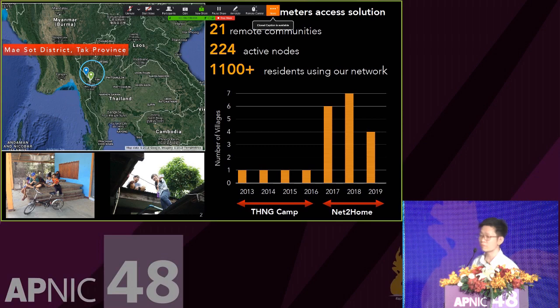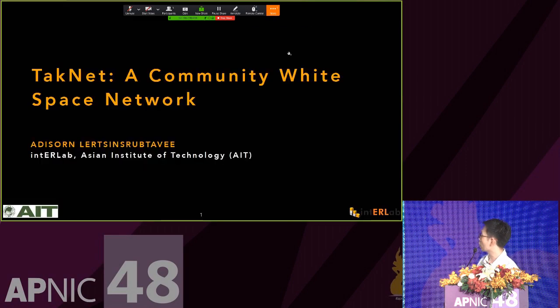We get help from the THNG camps, where we have undergrads and young engineers helping us with deployment and helping us measure the signal to bring the internet to rural areas. We have been running the project for almost 7 years already, and this is our seventh anniversary. As you can see from the graph, I'm showing some statistics showing that we keep expanding the network. The camp is organized just once a year, and the number of villages we can explore is about one village per year.